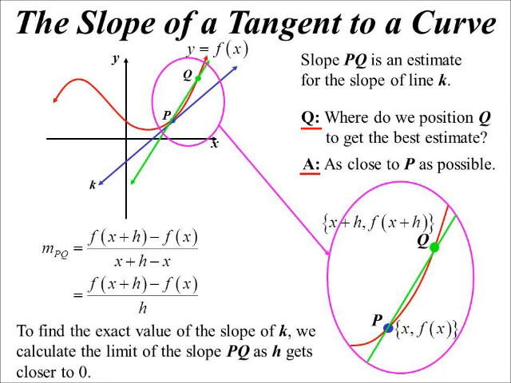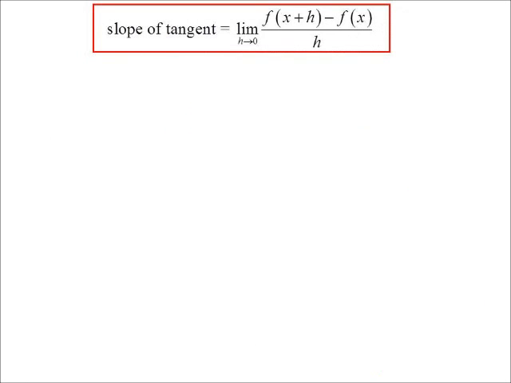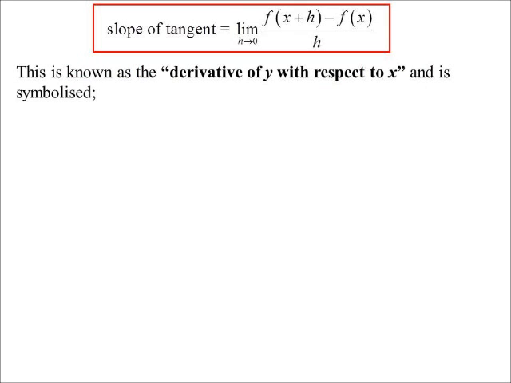So the exact value of the slope of k, we need to calculate the limit as h is approaching 0. So our actual slope, and there will no longer be an approximation, this will be exact. It will be the limit as h approaches 0 of function x plus h minus function x over h. That's the derivative. Right? That's what we call the derivative of y with respect to x. How does y change as x changes is basically what that means. A derivative is a measure of change. So how does y change as x changes?